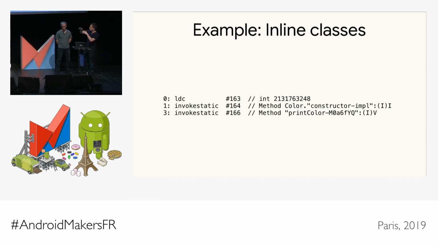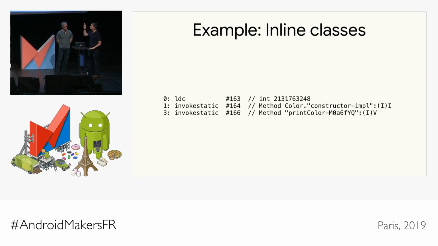That's my color. It doesn't really matter what it is. Then we invoke a static function, color.constructor-impl. You can see it takes an int and returns an int. So it's the same exact one that we saw for unsigned numbers. It's going to load the parameter and return it, so it's completely useless. And finally, it calls our print color function.